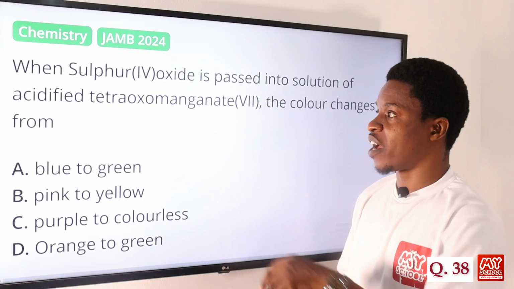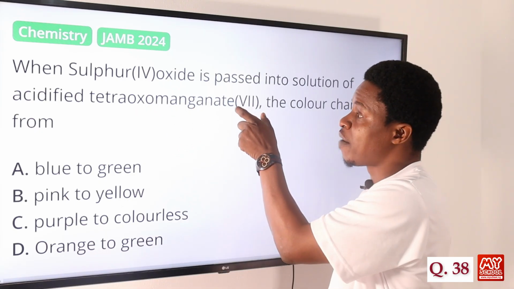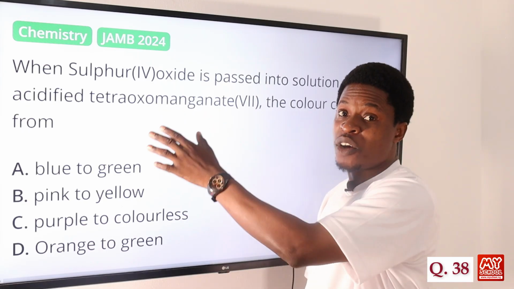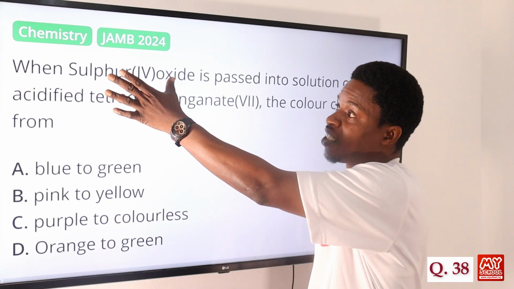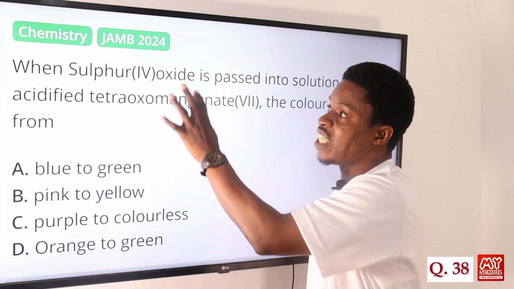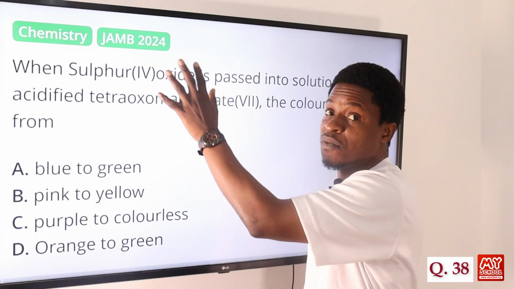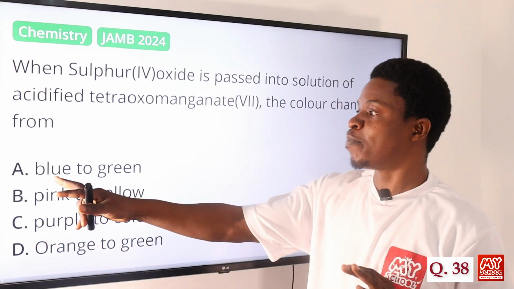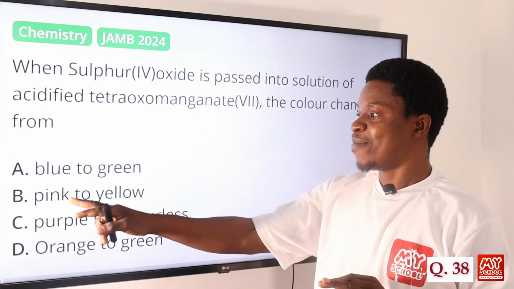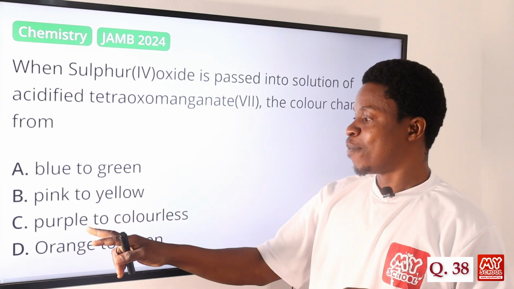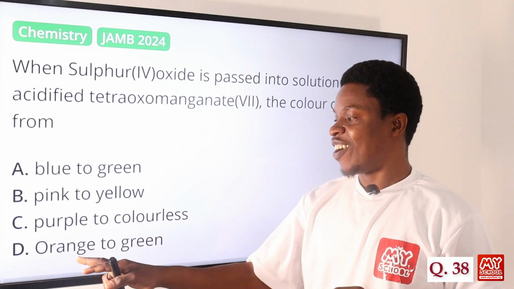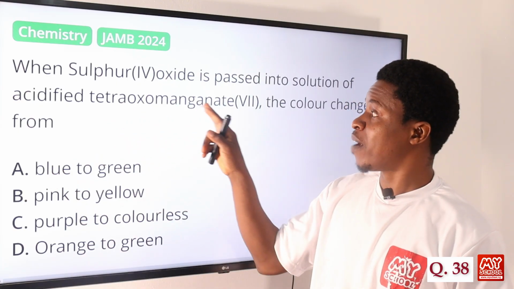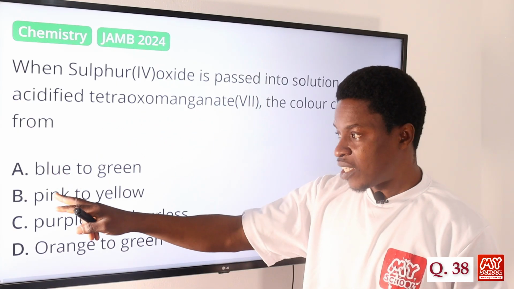Don't forget that tetraoxomanganate VII actually has a purple color. That is the color of KMnO4. Once the sulfur IV oxide is passed over it, the color of the whole mixture will change from purple to colorless because it would have been reduced. So option A says blue to green, no. Pink to yellow, no. Purple to colorless, yes. Orange to green, no. Because the color of tetraoxomanganate VII is not blue, not pink, not orange.